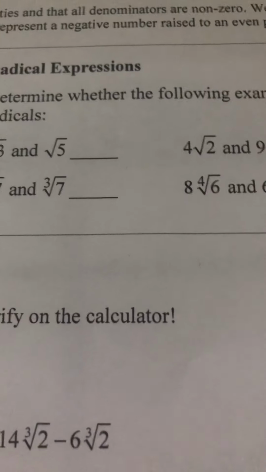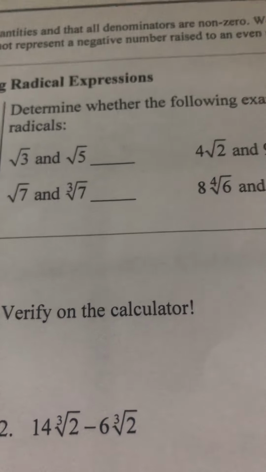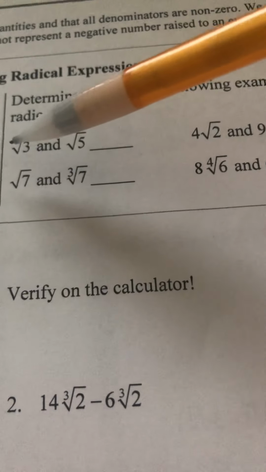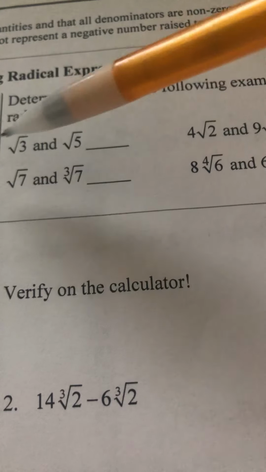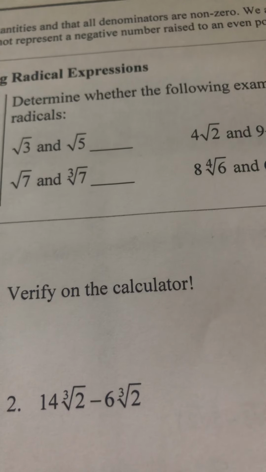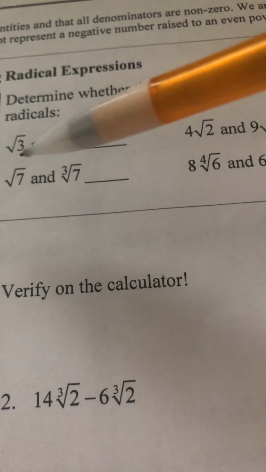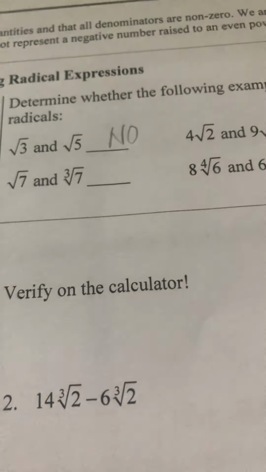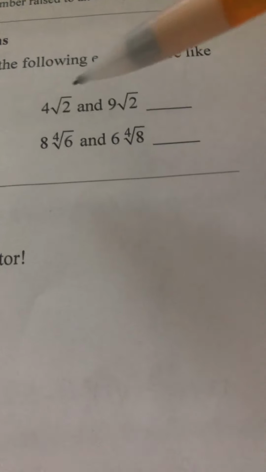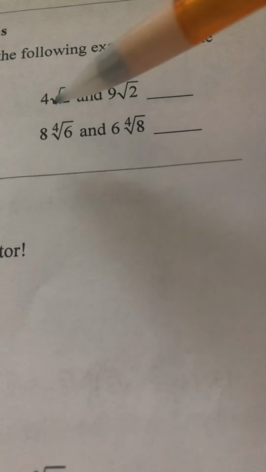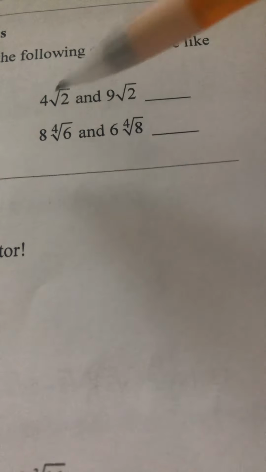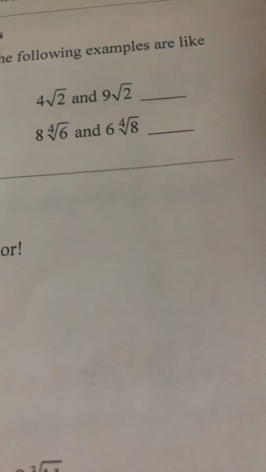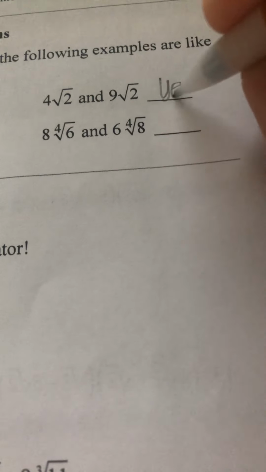So it's asking if these are examples of like radicals. These have the same indices. On a square root, the index is a 2. But the radicands are different, 3 and 5. So no, they are not the same. Let's look at these. These have the same indices. They're square roots, and on a square root, the index is 2, and the radicand is also the same. They're both 2. So yes, they are like radicals.